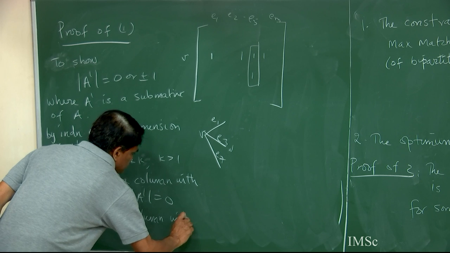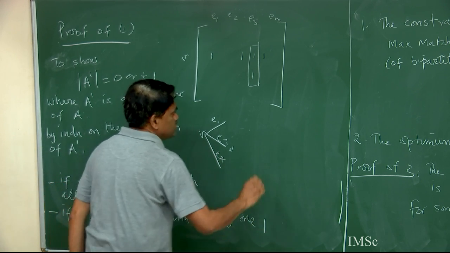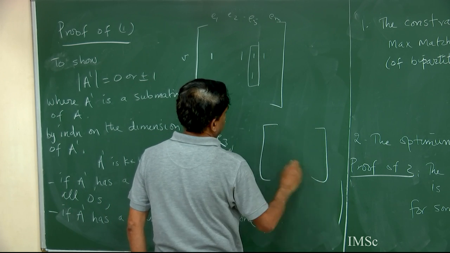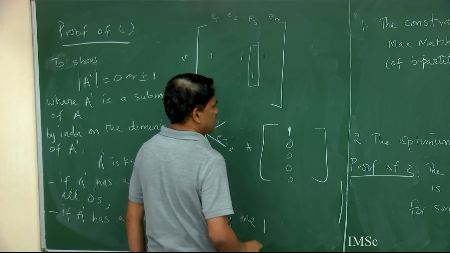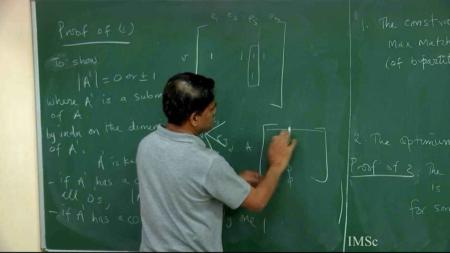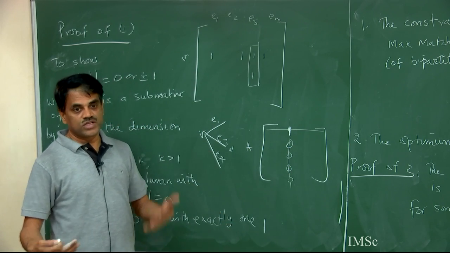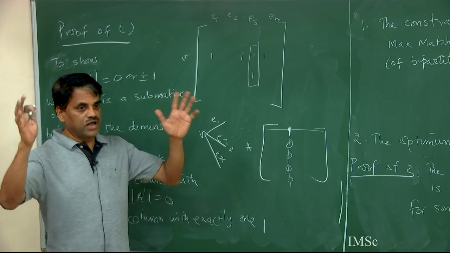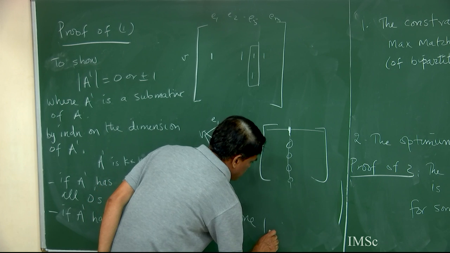Exactly 1, 1, right? So I have this matrix A prime and it has a column with exactly 1, 1. Then the determinant of A prime is basically, I get rid of this column, look at the remaining submatrix and I want to find the determinant of that. By induction it's a K minus 1 by K minus 1 matrix, which has a determinant plus or minus 1 or 0, right? So done.